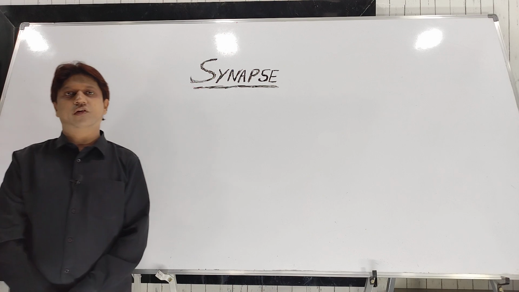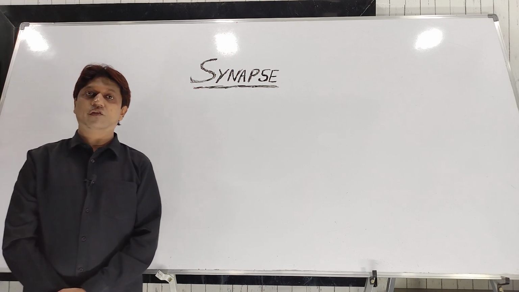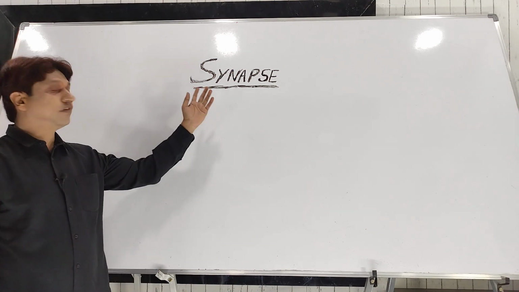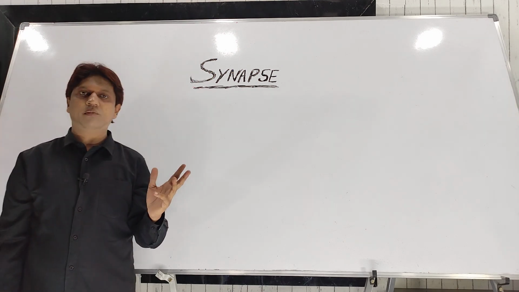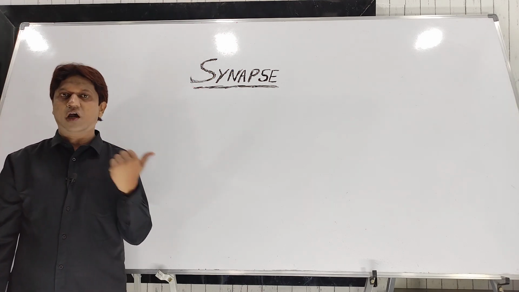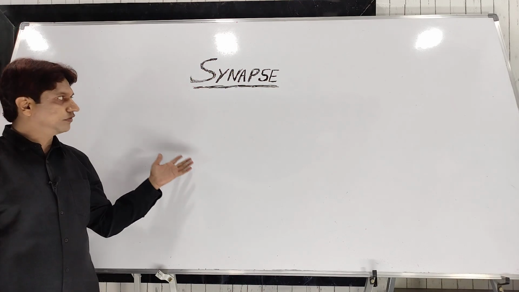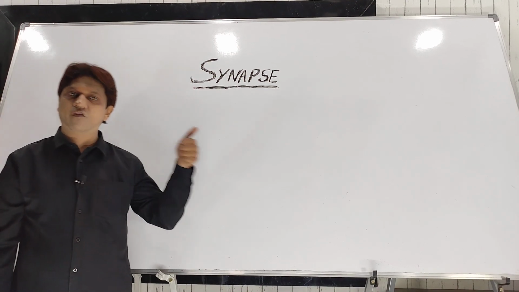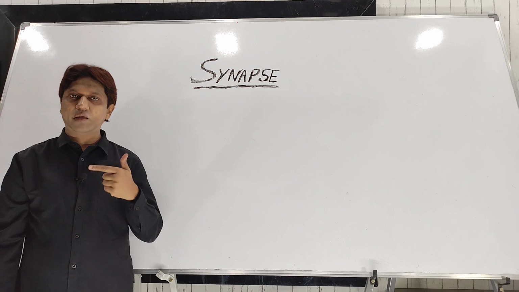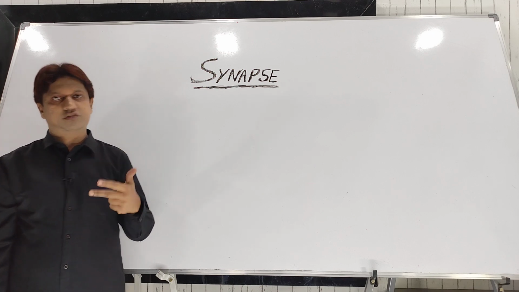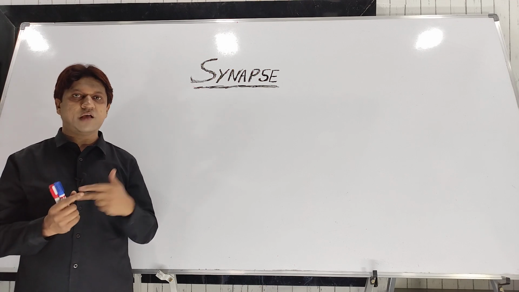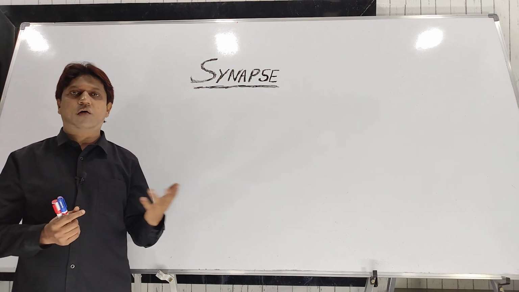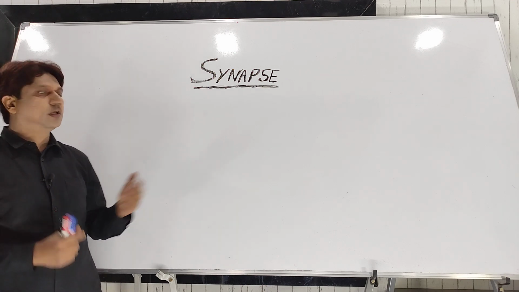Today we are going to discuss one of the very important topics in the physiology of the central nervous system, that is the very basic topic synapse. We'll cover this topic in two sections, part 1 and part 2. In today's part 1, we'll discuss the definition of synapse, the different types of synapse, the structure of a chemical synapse, how transmission takes place in a chemical synapse, and finally the types of inhibition in synapse.